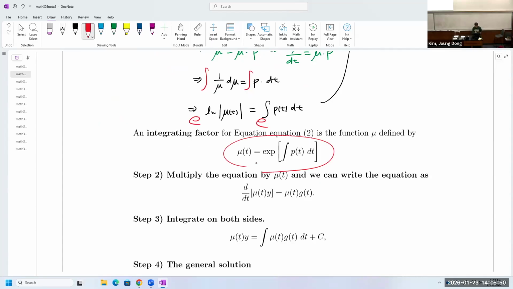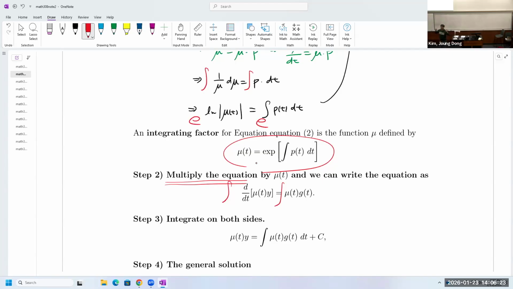And then what are you going to do? As we did in example 1, we multiply mu on both sides. Then your left-hand side is mu times y, product form, right? Then what is the next step? Take the integral on both sides. The left-hand side is derivative and integral, which gives the original function, mu y. The right-hand side, I have no idea, but we have to evaluate the integral of mu g dt. Then we're almost there.